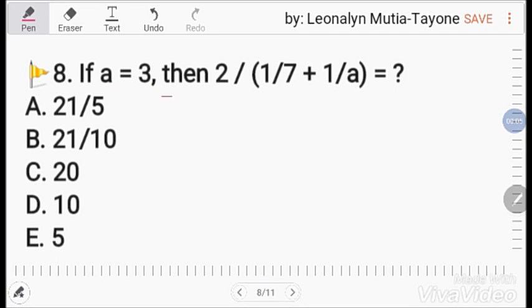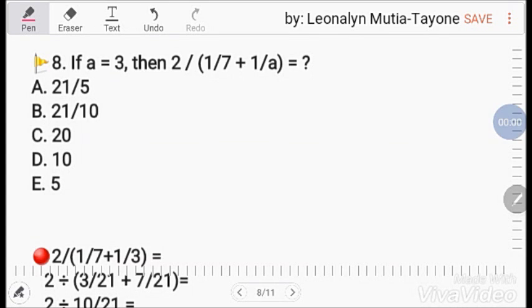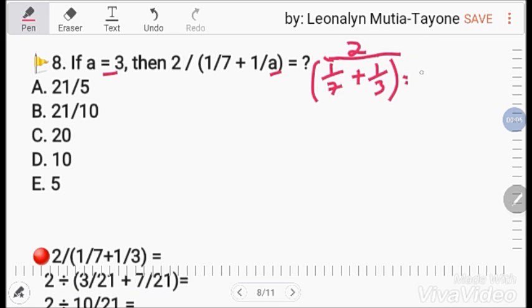If A is equal to 3, then 2 over, open parenthesis, 1/7 plus 1 over A, close parenthesis, is equal to what? So, ang ibig sabihin nito is 2 over 1/7 plus 1 over, ang A is equal to 3, so 1/3. Now, let's solve first ang nasa loob ng parenthesis. And this is, ang 2 nandyan lang, 21 ang least common denominator nila.